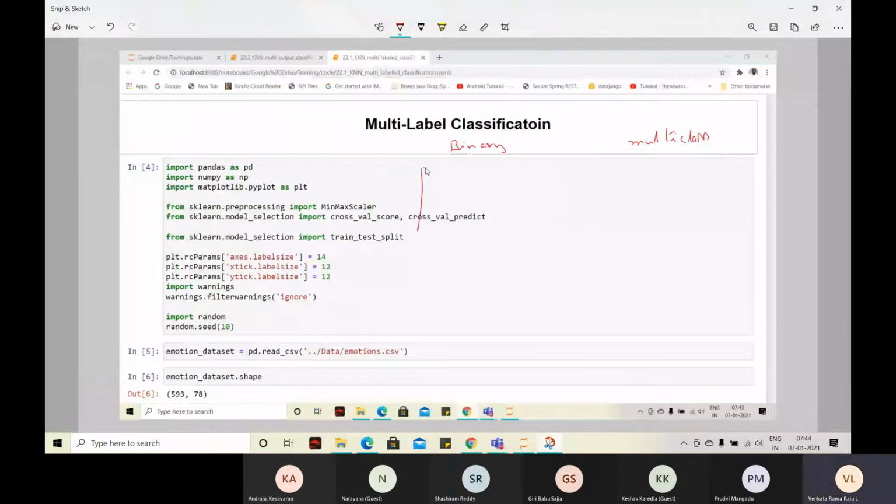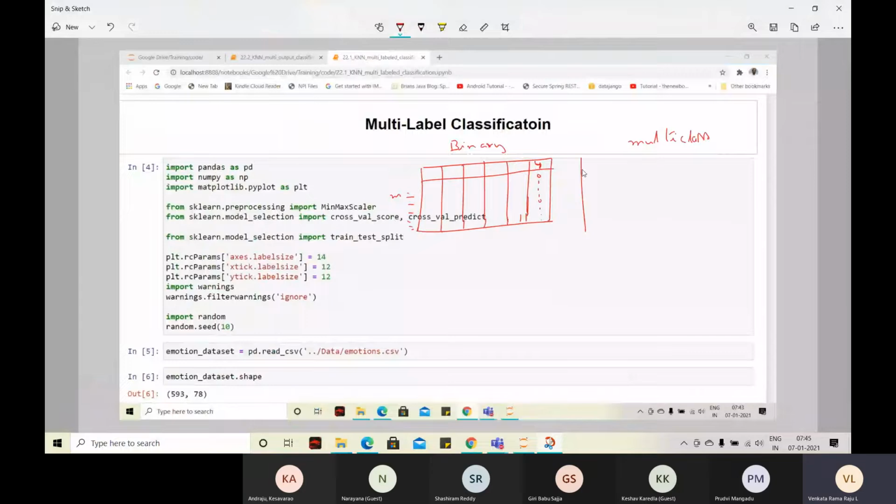In binary, we had n number of features and a y variable. There are m number of records, and each record belongs to either 0 or 1. This is binary.